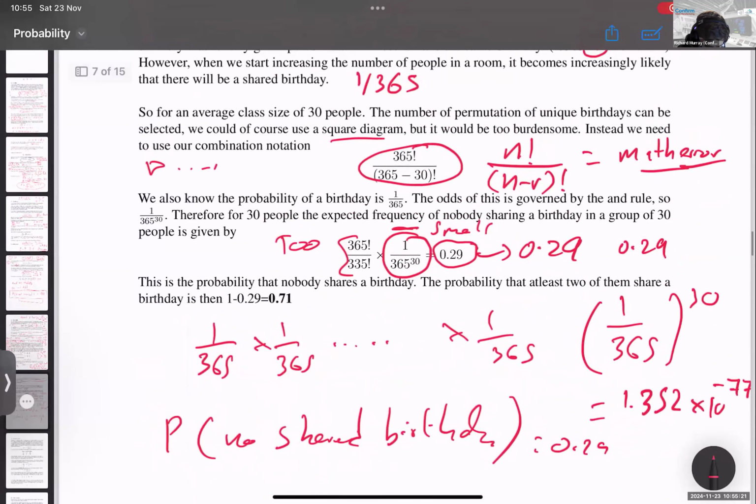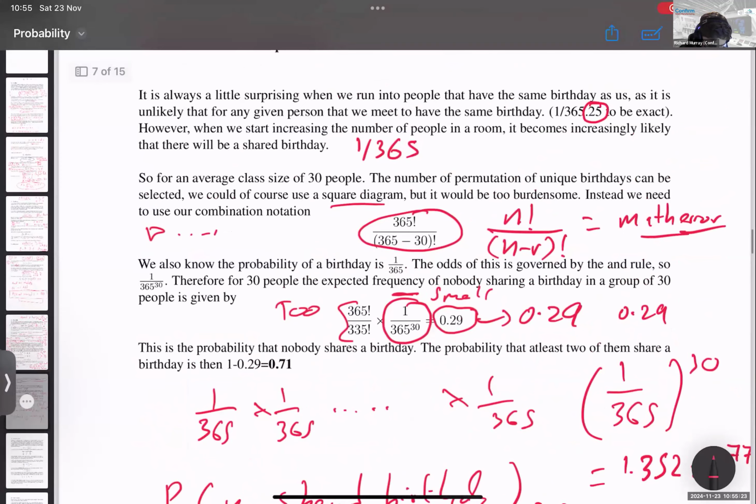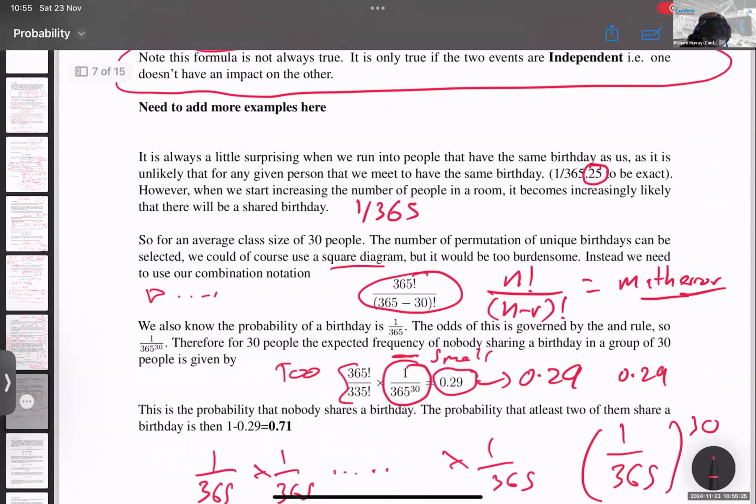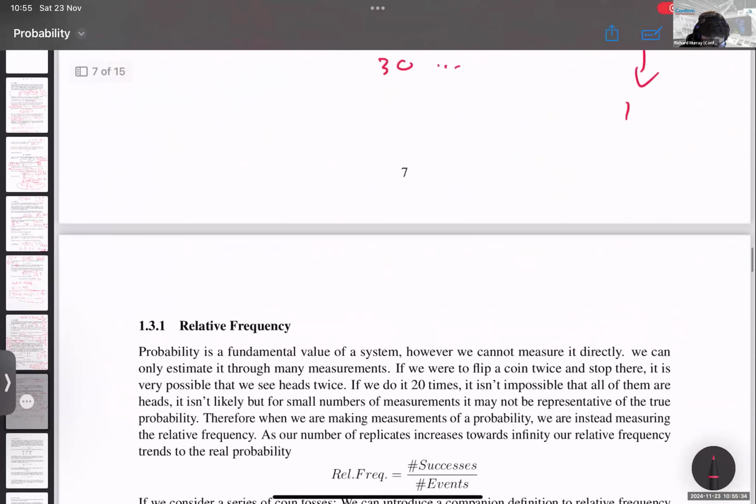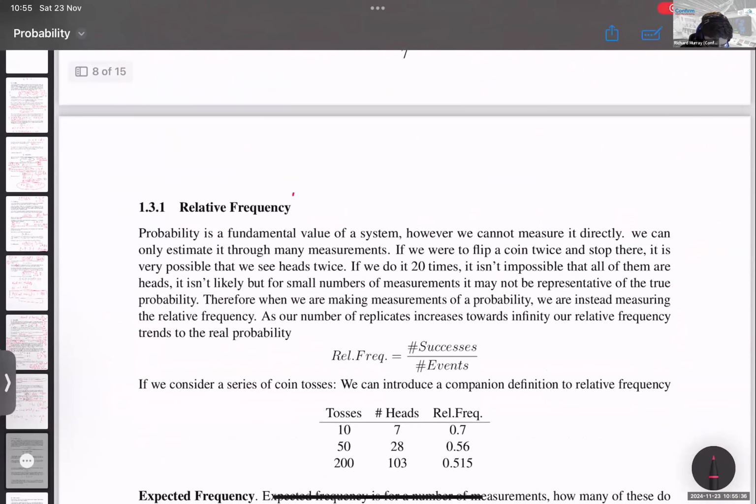So this is a little shortcut that I've made before I explain how we go from our permutations into probability, but it's just to emphasize how we would go about it. I'll explain it more explicitly here in terms of relative frequency. So relative frequency is our measured version of probability.